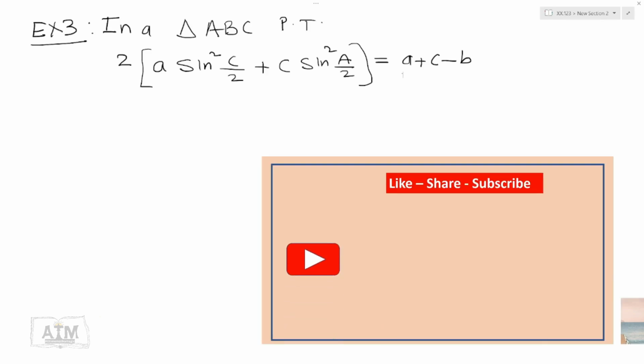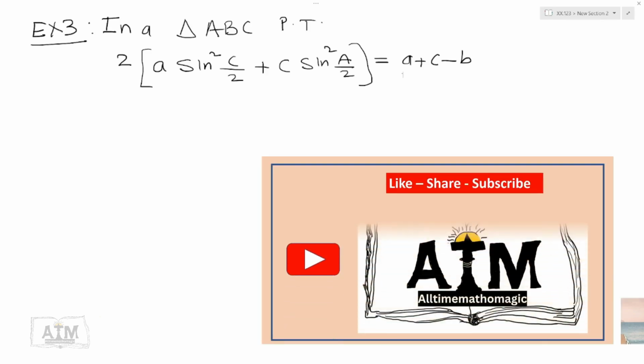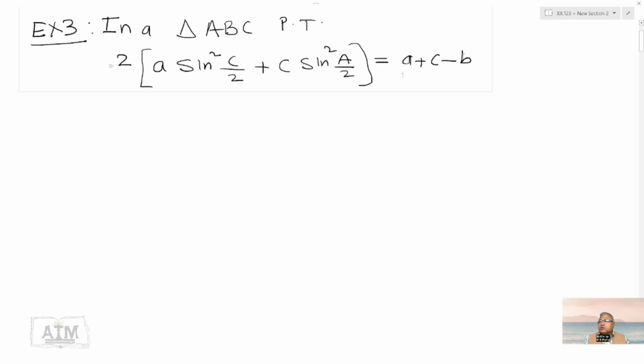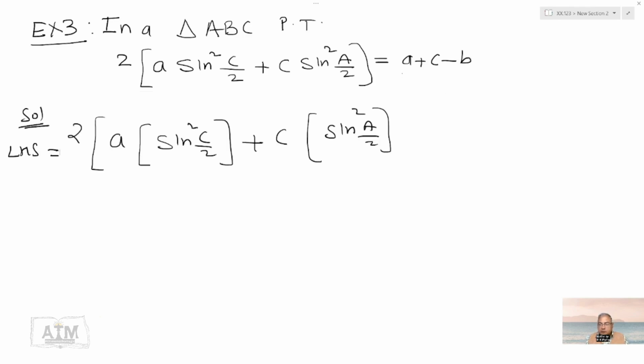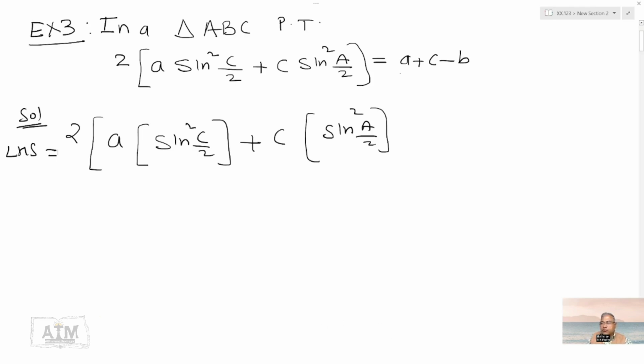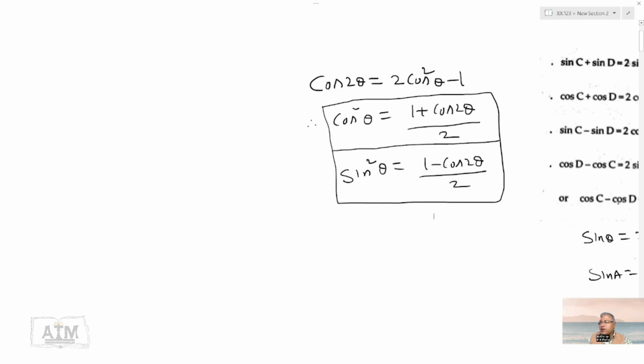Example third: in a triangle ABC, prove that 2 into sin square C upon 2 plus C into sin square A upon 2 equals to a plus c minus b. To solve this question, first I am going to use LHS, and second I am going to use the formula. What is the formula?